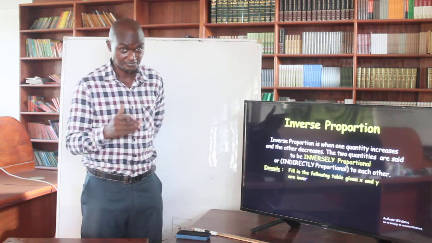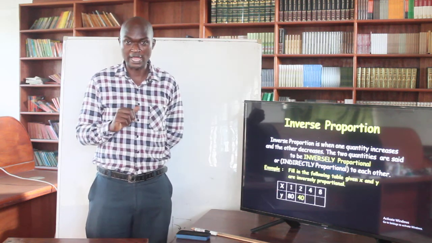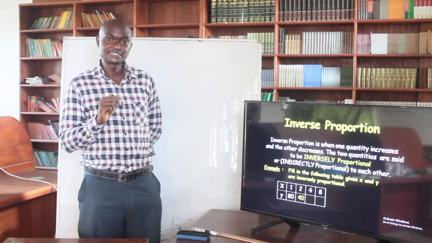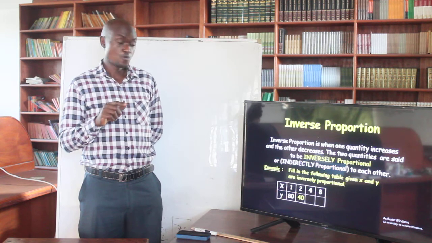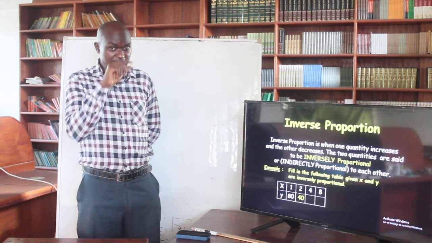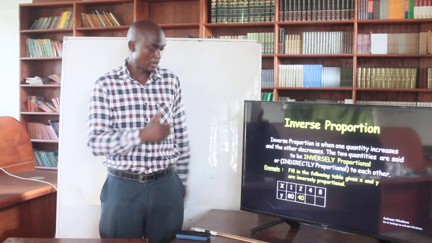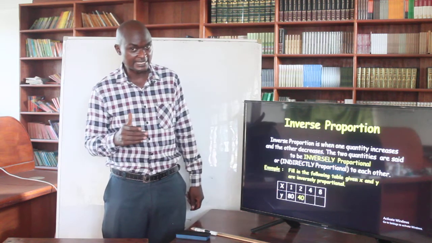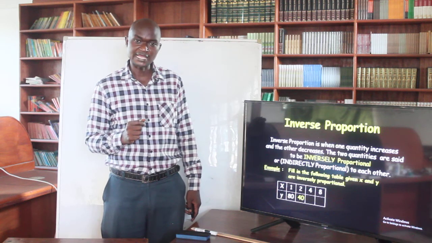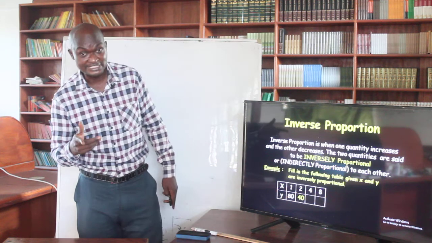For example, if you're asked to fill in the following table given the values of x and y. Now look at the first one. When x is 1, y is 80. When x is 2, y reduces to 40. You notice that 1 multiplied by 80 is 80, while 2 multiplied by 40 is 80. So when x becomes 4, what do you think should be the value of y? 80 divided by 4, which will be 20.